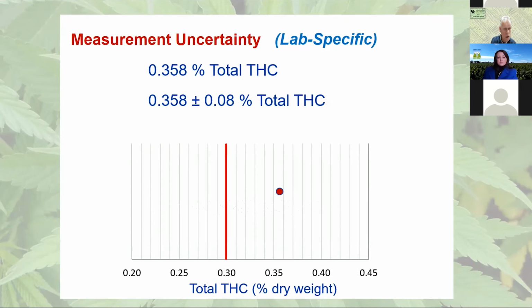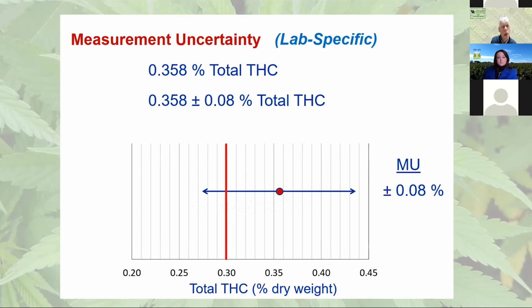The red dot is the concentration of THC being 0.358%, and the measurement uncertainty is shown in the arrowed line here, where there is uncertainty in that actual result, and what the lab is reporting is that the real concentration, the actual concentration of total THC, is somewhere in between the arrowheads of that line, somewhere in between 0.275 and 0.435.